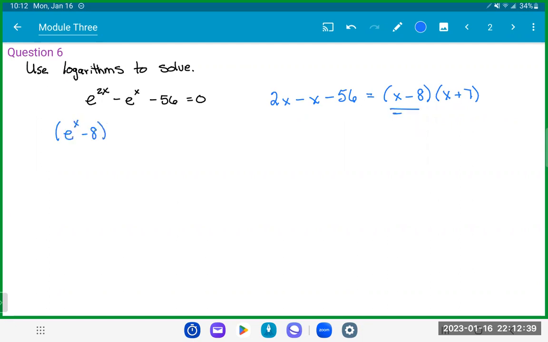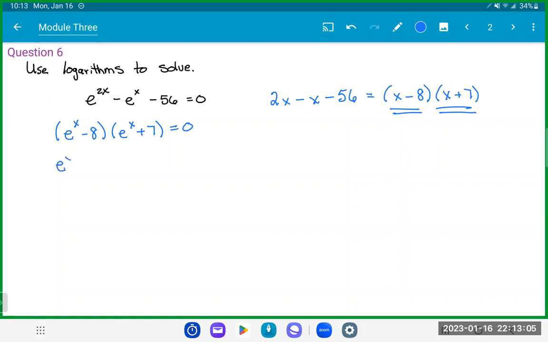So see, that's kind of like this first term here, times e to the x plus 7. That there is like our second term, okay? And we'll set that equal to 0. Therefore, we know that the product has to equal 0, right? So at least one of those two terms has to be equal to 0.